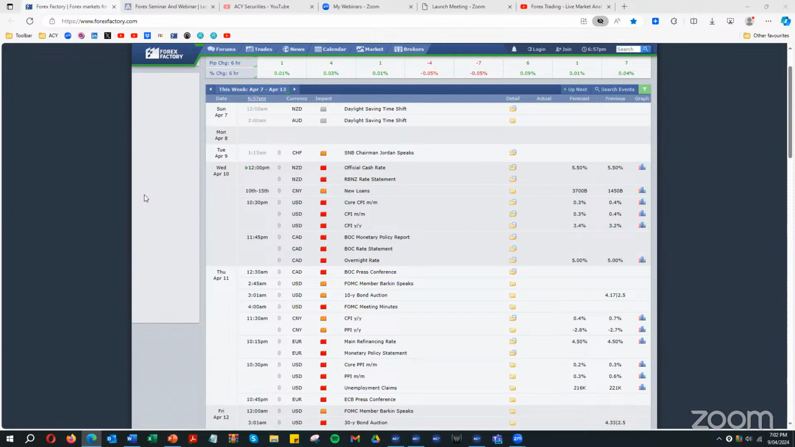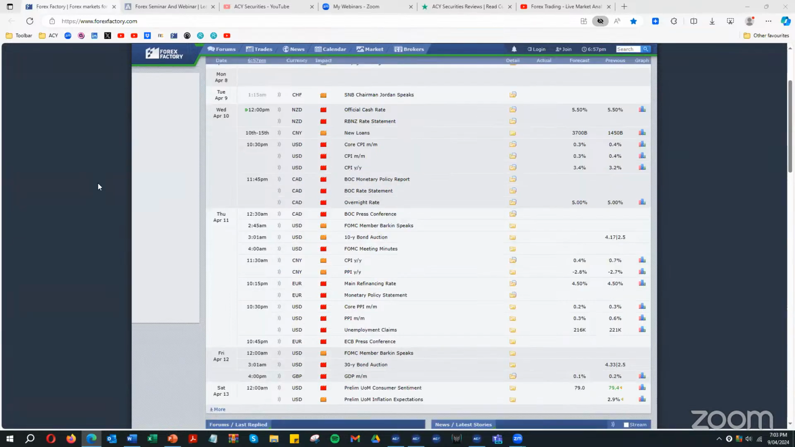Not much news at the moment, but tomorrow at midday we have the New Zealand interest rate decision. I'm not expecting any change there. There's a statement by the RBNZ, so that will affect obviously the New Zealand dollar crosses.